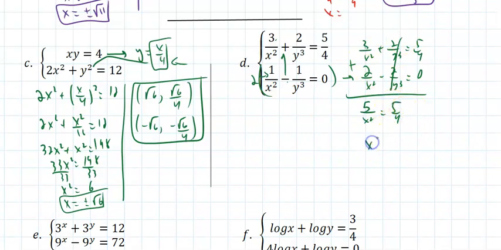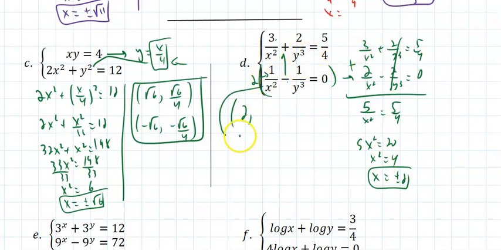Cross multiply and divide. I'll get 5x squared equals 20, or x squared equals 4, x equals plus or minus 2. If x equals 2, I'll go to either equation. Let's go to the second equation because it has a 0. I'll get 1 over 4 minus 1 over y cubed equals 0. I'll get 1 over 4 equal 1 over y cubed. Y cubed equal 4, so y equal the cube root of 4.